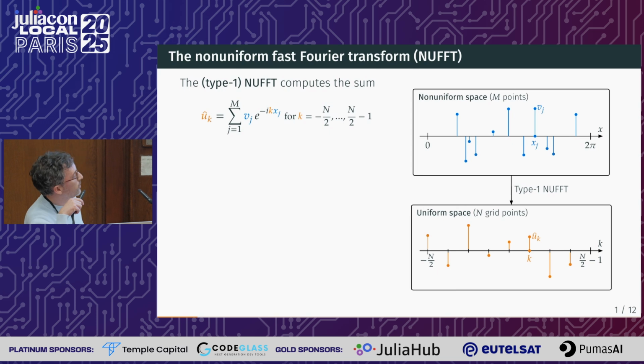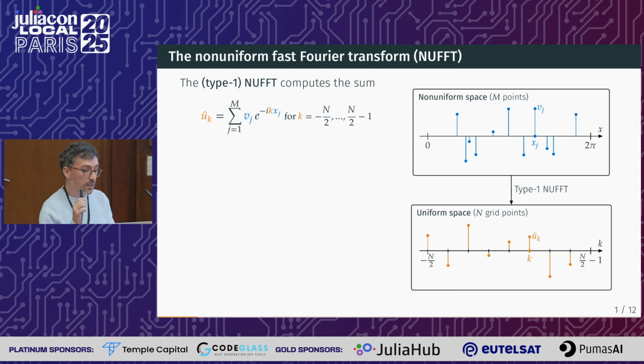So the idea is to compute... What we want to do is, let's say you have a non-uniform set of points, and you want to compute some kind of FFT of this. The only problem is that the points are not uniformly spaced, so you can't do a fast Fourier transform directly. So the idea is to go from these non-uniform values onto some uniform grid, let's say in Fourier space. So the idea is to compute this kind of non-uniform Fourier transform.